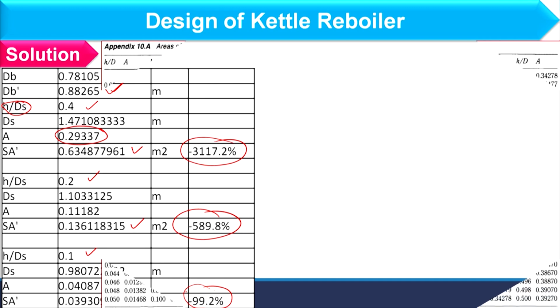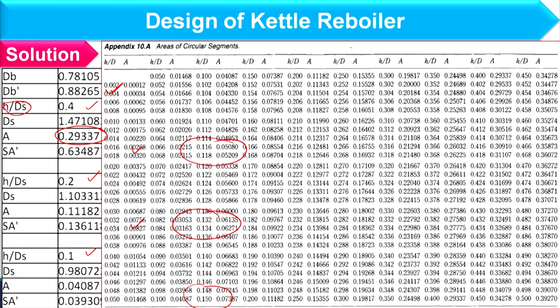So, here I am having h by ds as 0.2, SA dash we can obtain like this, which is still very high, and further we have to reduce h by ds, and further I am finding a larger value of SA dash in comparison to SA. And how to use this table, that is appendix 10A, I have already explained in the last example, and I am not going into detail of that, assuming that you know the use of it.